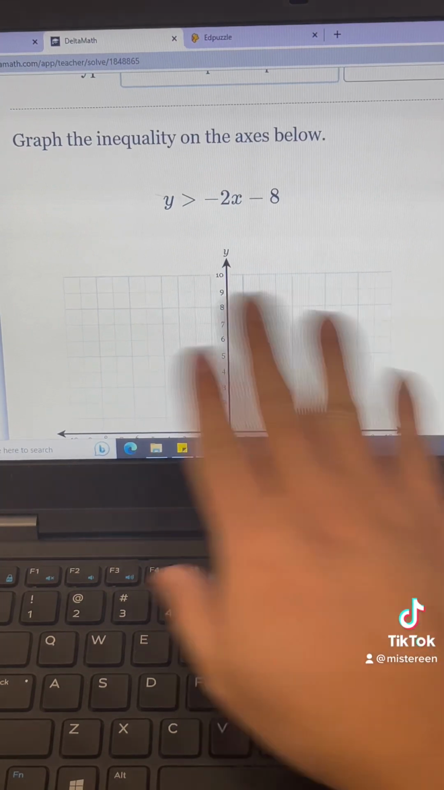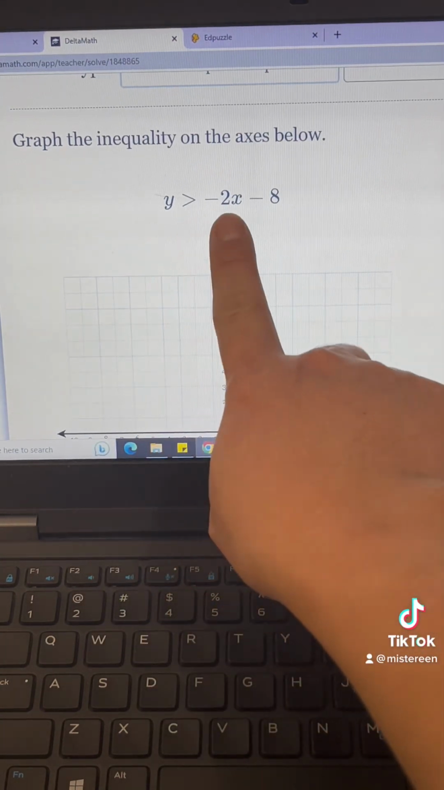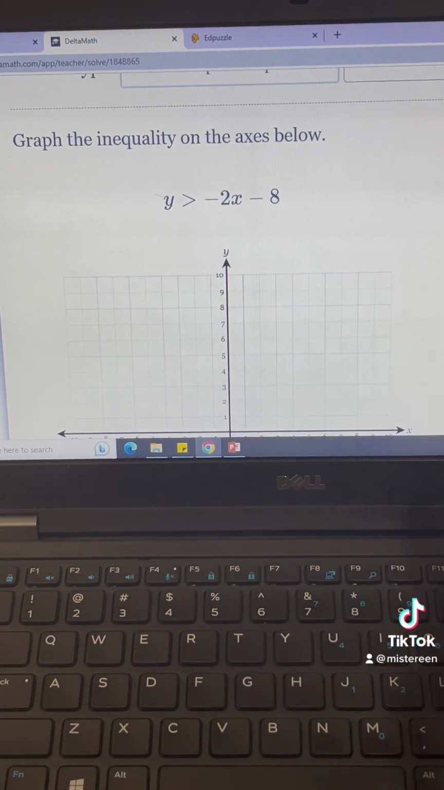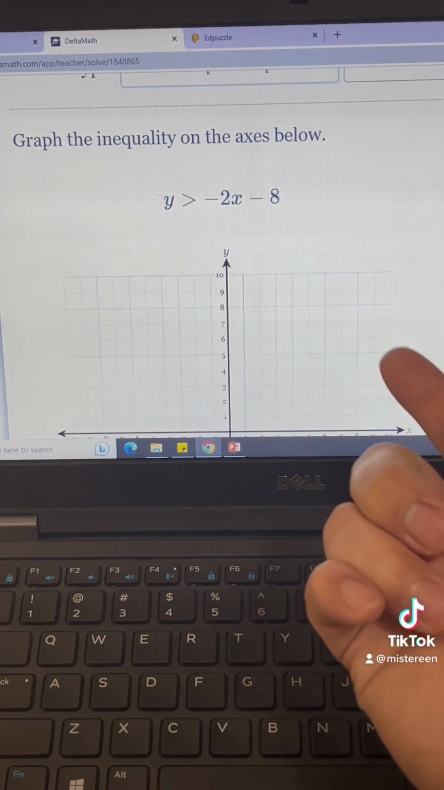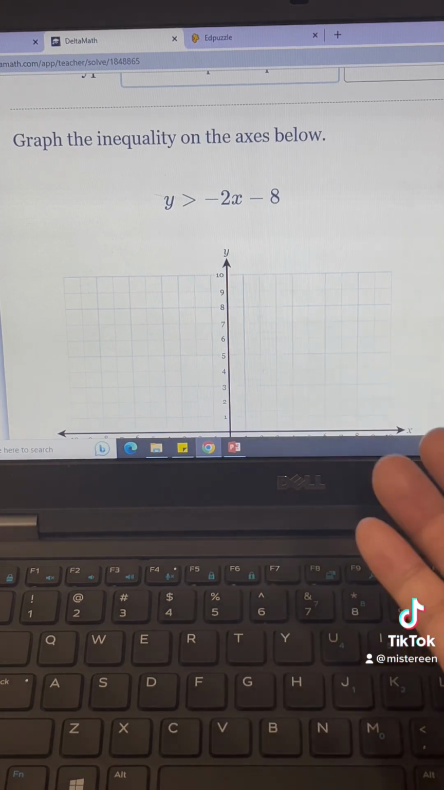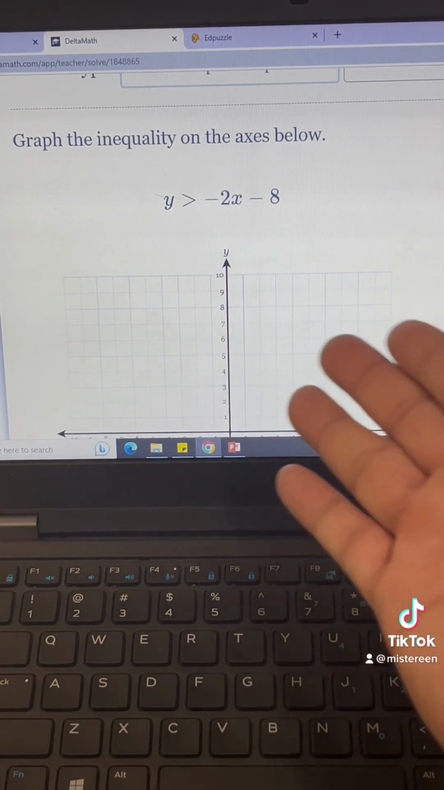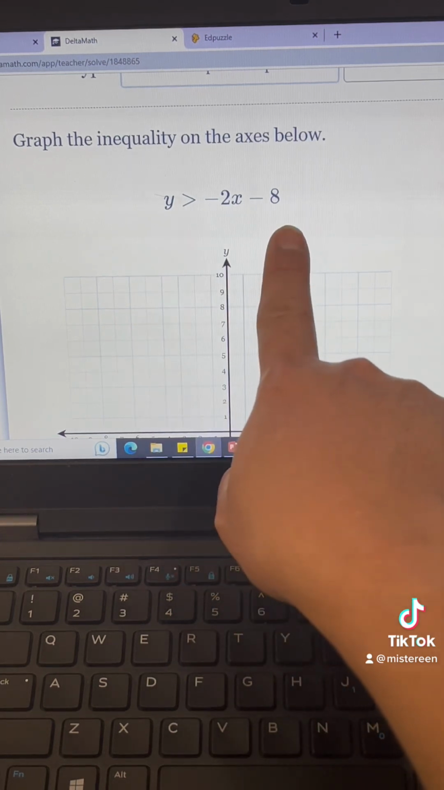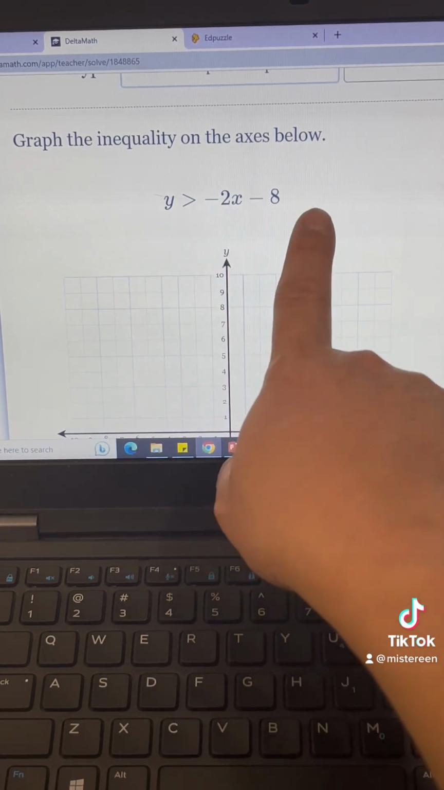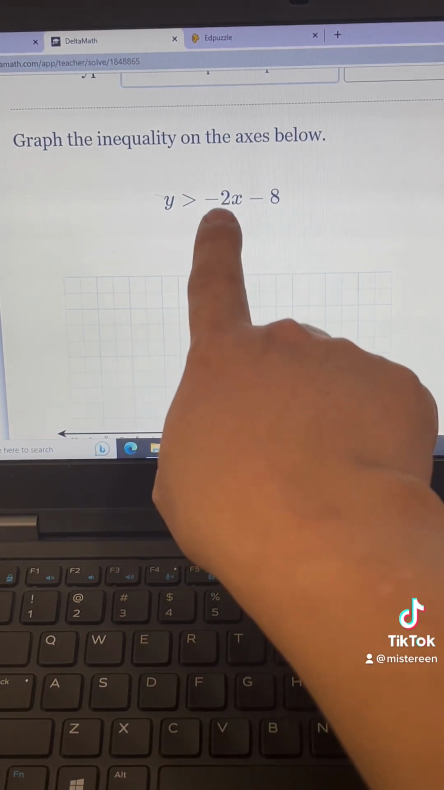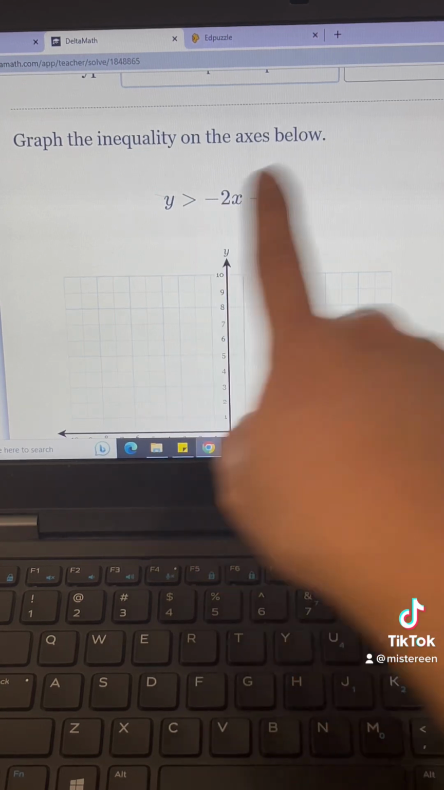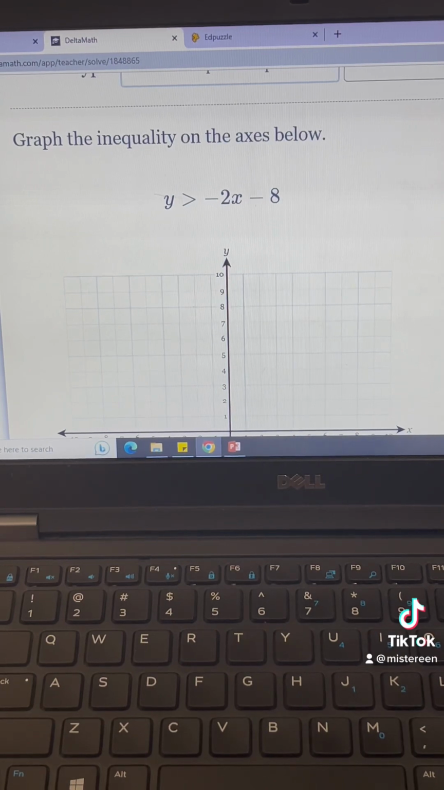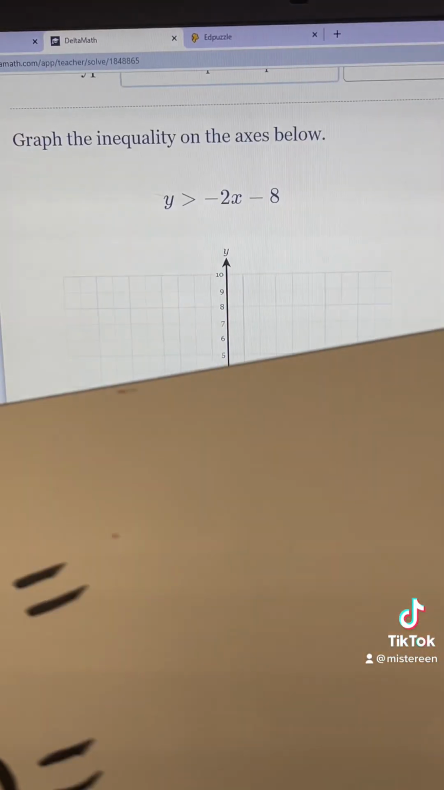Our first example is y is greater than negative 2x minus 8. We're going to graph this inequality. To graph it, we first graph the line. As you can see, the equation is given in slope-intercept form, y equals mx plus b. So this is our mx and this is our b. Our slope is negative 2. Remember, to graph a line, we need m and b.